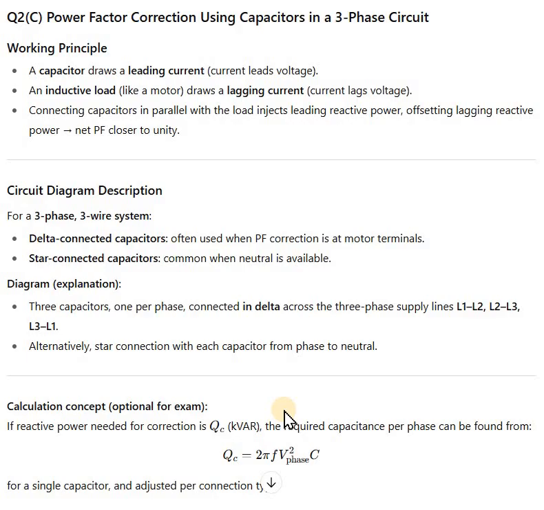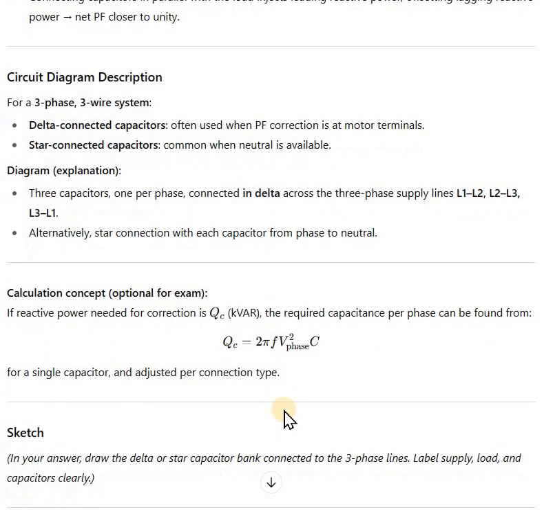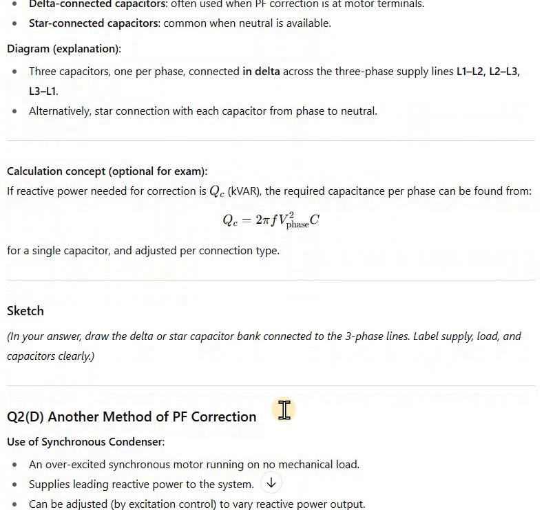For a three-phase, three-wire system, delta connected capacitors are often used when the power factor correction is at motor terminals. Star connected capacitors are commonly used when a neutral is available. So in our case, we do not have a neutral, so you use delta connected capacitors. Diagram again, that is three capacitors in delta connection.